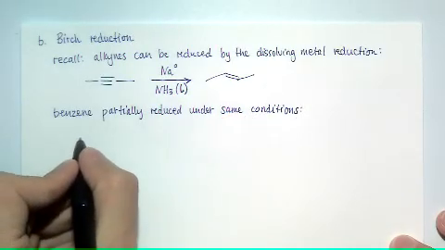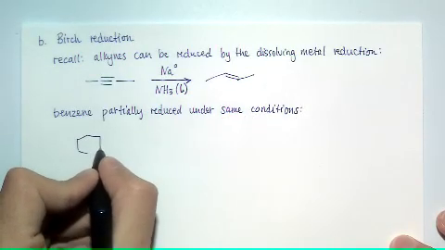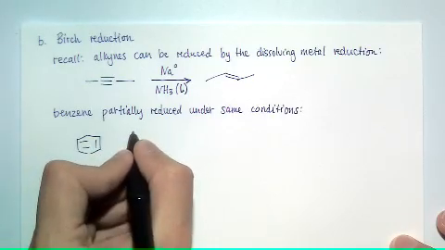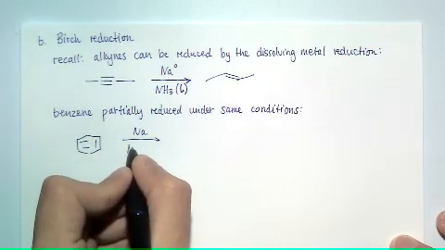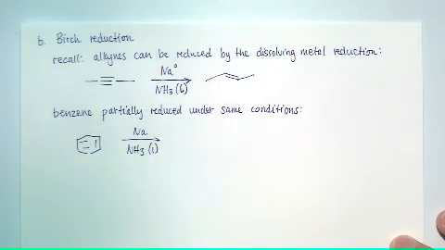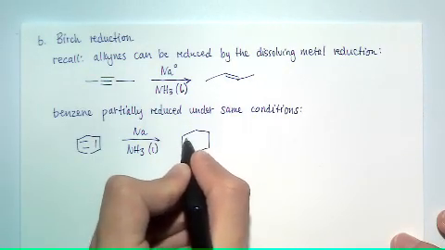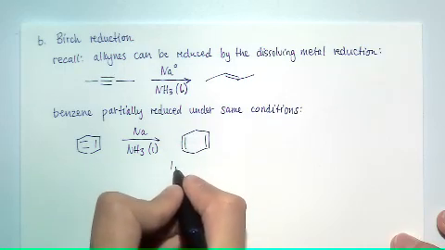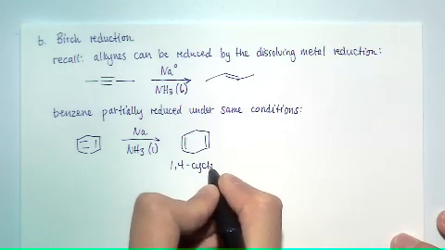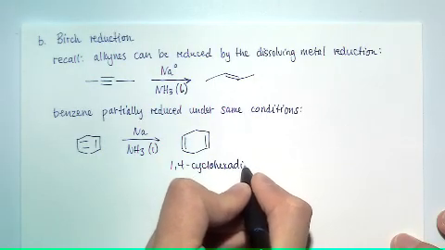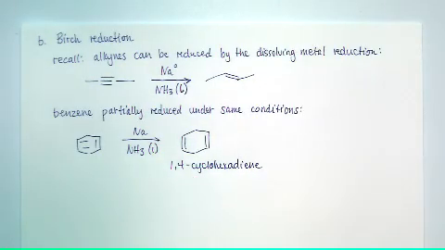So if we take benzene and do the dissolving metal reduction, we don't get cyclohexane, but we do get 1,4-cyclohexadiene. So kind of interesting. It doesn't reduce it all the way, but it does break the aromaticity, and it even breaks the conjugation. So those two double bonds are not in conjugation.